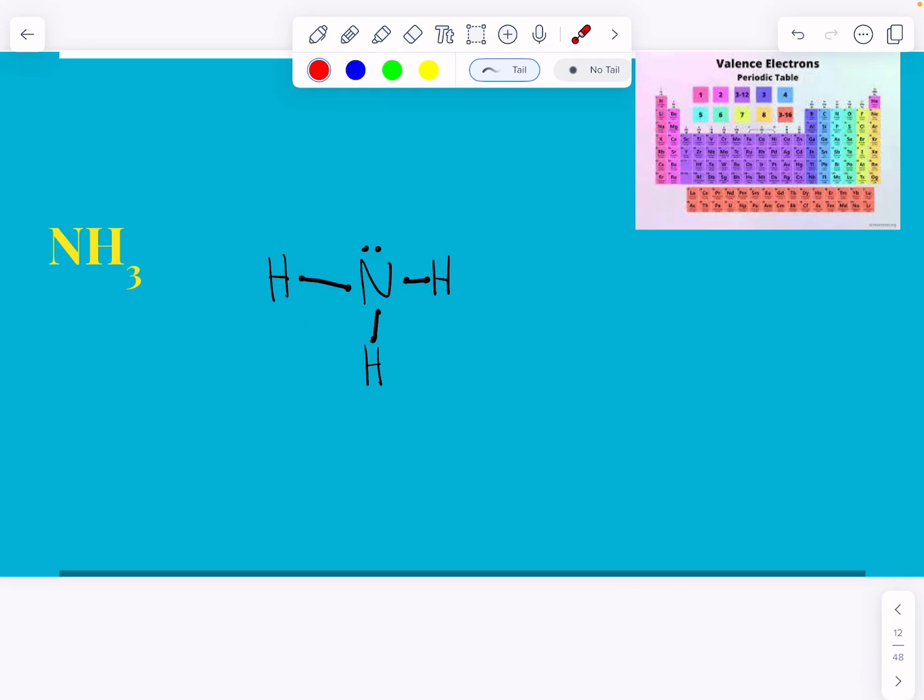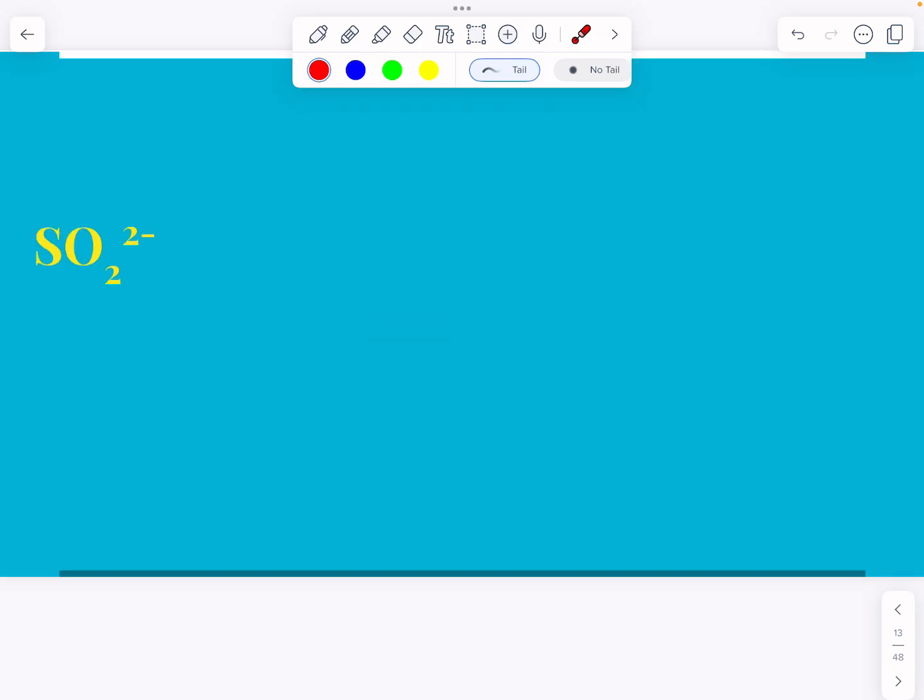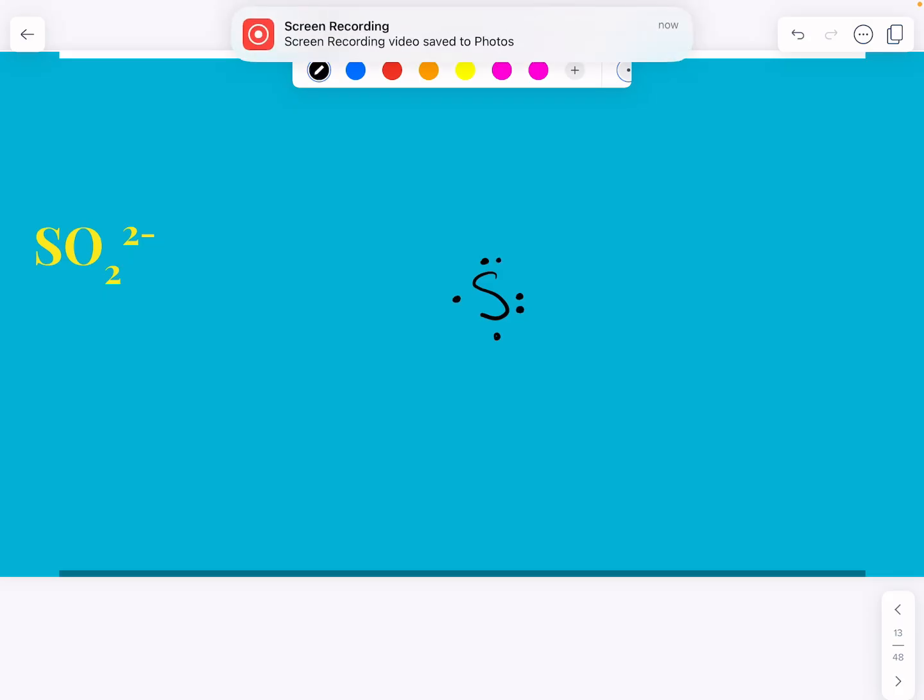All right, let's try another one. We've got SO2 2 minus. Sulfur comes with 6, so 1, 2, 3, 4, 5, 6. Now oxygen also comes with 6. So I'm kind of thinking ahead here. Once again, it's okay if you don't and you have to move things around in the end or draw some wonky lines. As long as you have the right number of bonds and things, it's all good.